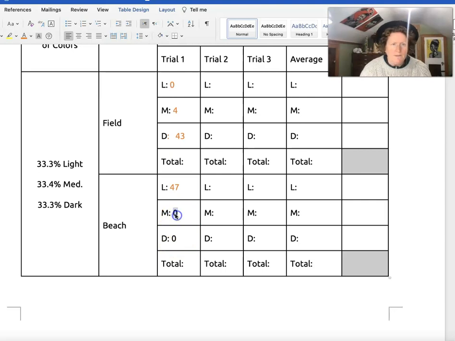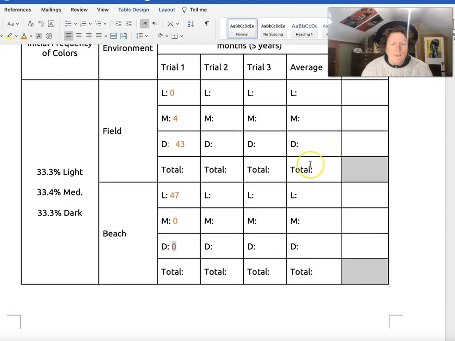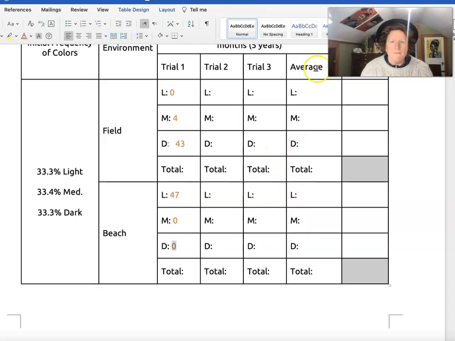Now you might not get the same results. You maybe will have some dark mice. Maybe you'll have some medium mice. I don't know. It just depends. And then do 2 more trials, reset, add your hawks right away, do it on the beach, do 2 more trials, take your average, and then we'll answer the questions that are part of the lab here.